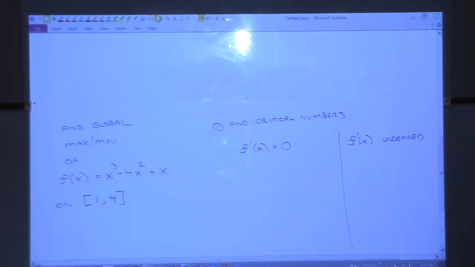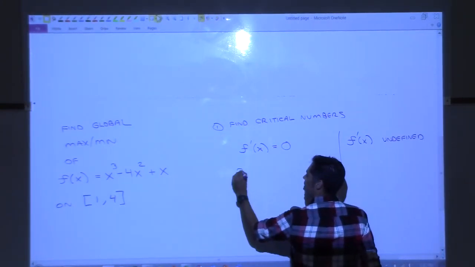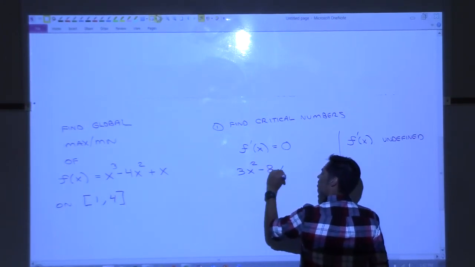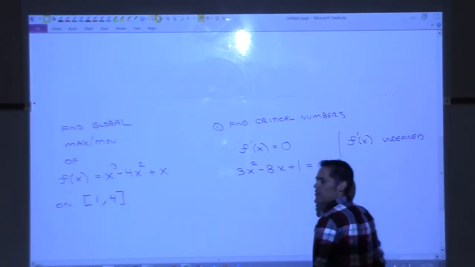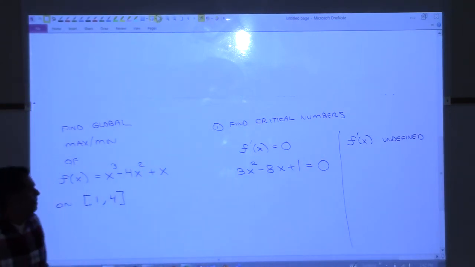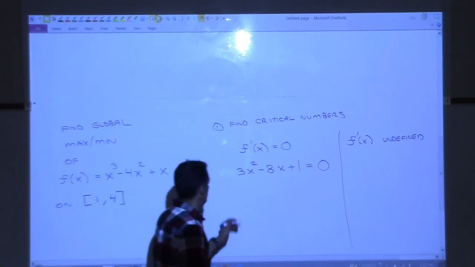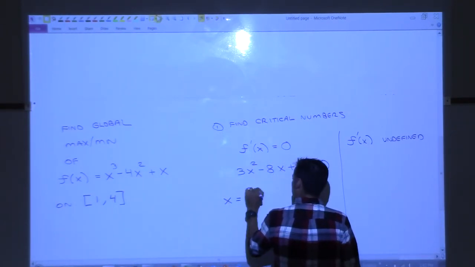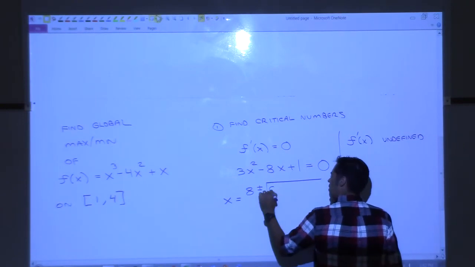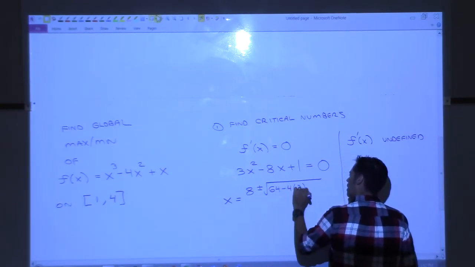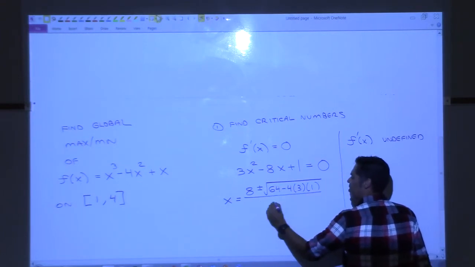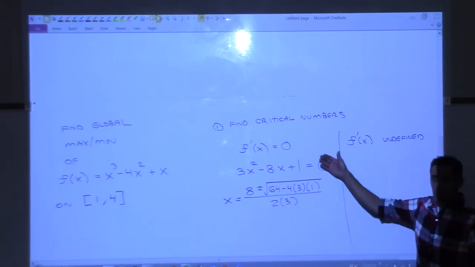All right, let's start with the first one. Take the derivative of that function. We got 3x squared minus 8x plus 1, and we set it equal to 0. That equation is a quadratic equation, so we can either try to factor it, or if we can't factor it, we have to do what? Quadratic formula, right? So x must be 8 plus or minus the square root of 64 minus 4 times 3 times 1, all over 2 times 3. So that's your quadratic formula being applied to that, right?